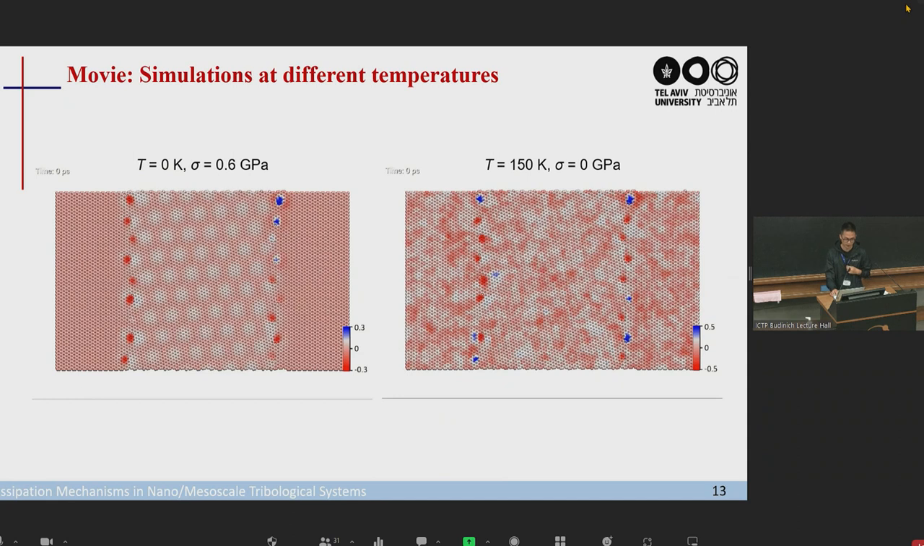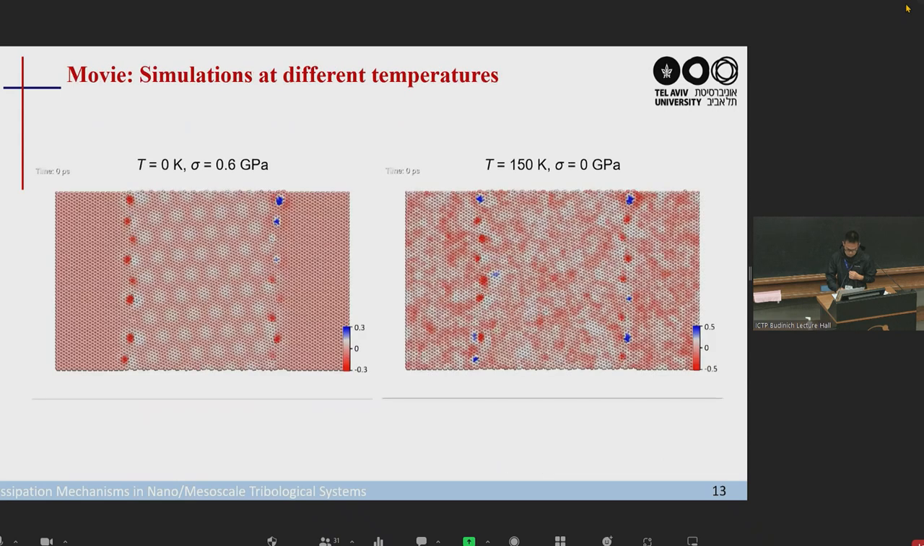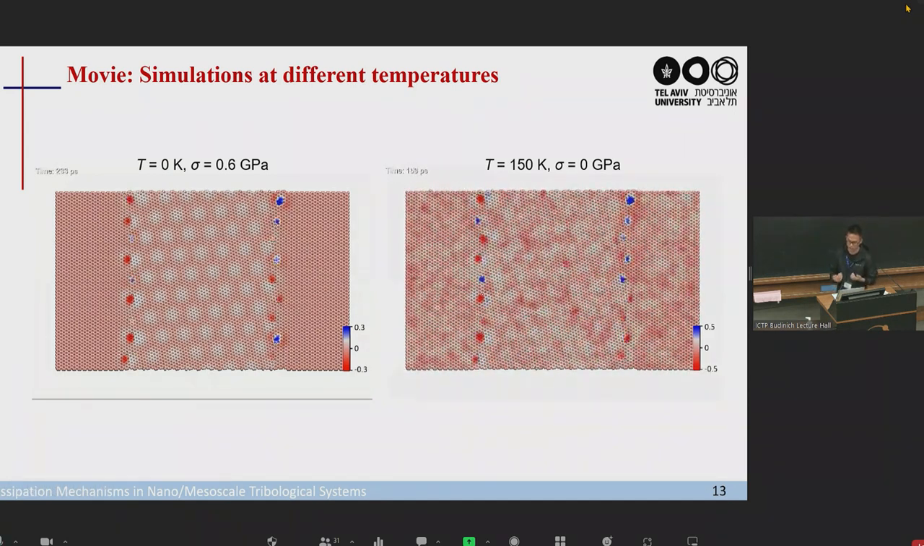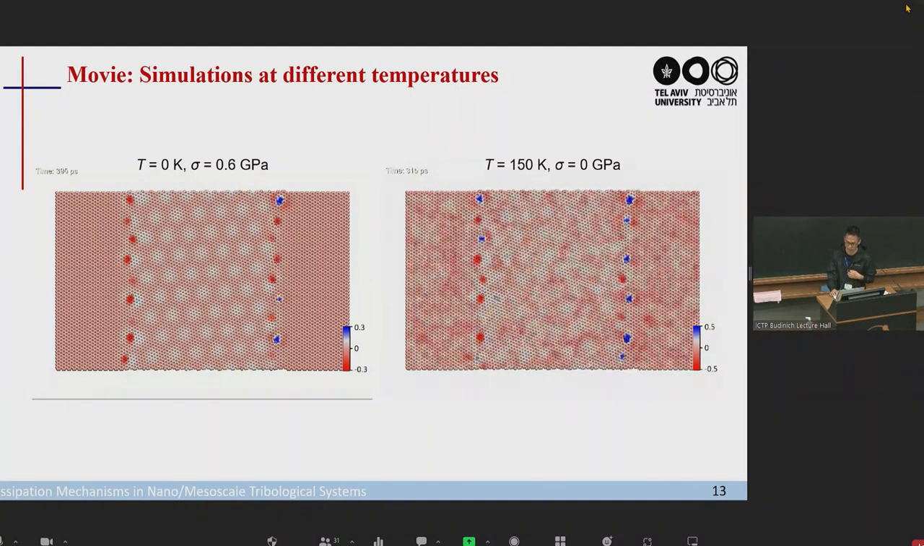Okay. And here I show you two typical simulation movies. One is at zero temperature. And one is at a finite temperature, and you can see the thermal activation can facilitate the dynamic buckling of these dislocations.